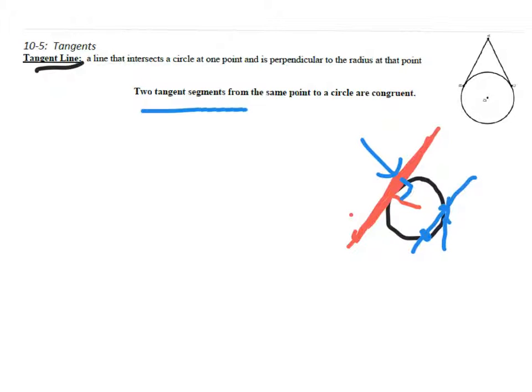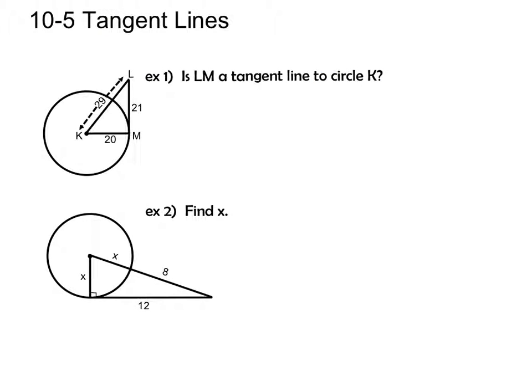So if you have two tangent lines from the same point to a circle, then they are congruent. If I extend these as my radii, and I put the right angles in there because that's the definition of those being tangent lines, then I can tell you that these two segments outside the circle here are congruent, which would be equal. Three quick little examples here for you.